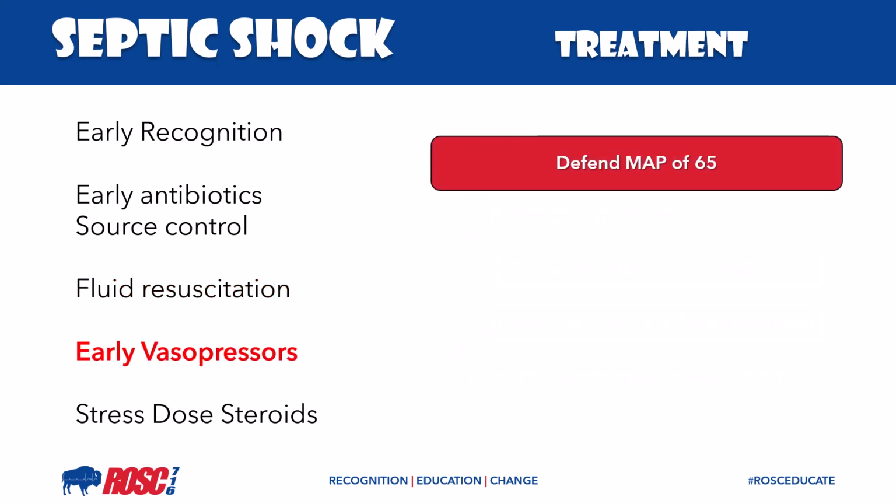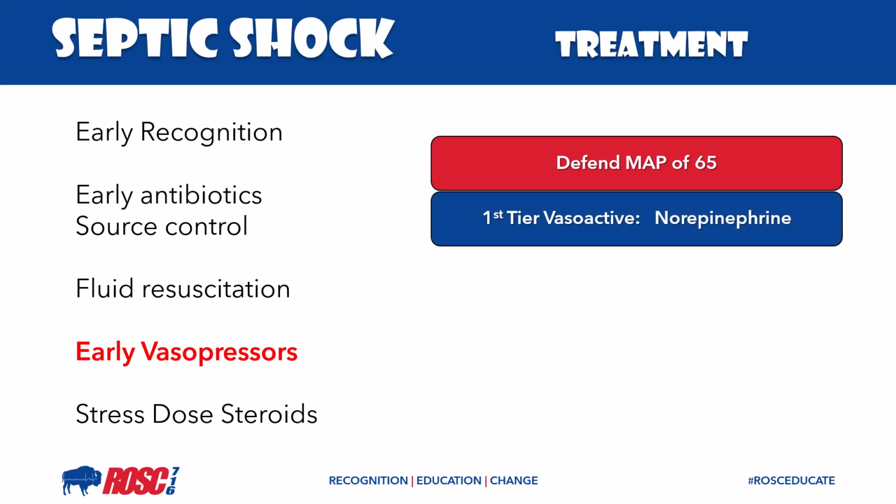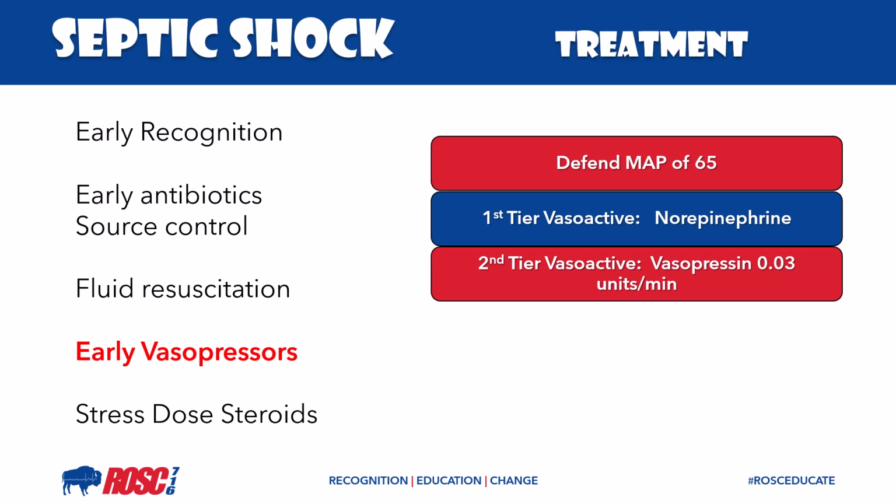We defend a MAP of 65, mean arterial pressure of 65, and guidelines support early administration of vasopressors. Vasopressor support shouldn't be delayed for central line. In fact, vasopressors via a peripheral IV is initially recommended. The first-line vasoactive medication is norepinephrine, followed by the co-administration of vasopressin at a dose of 0.03 units per minute.